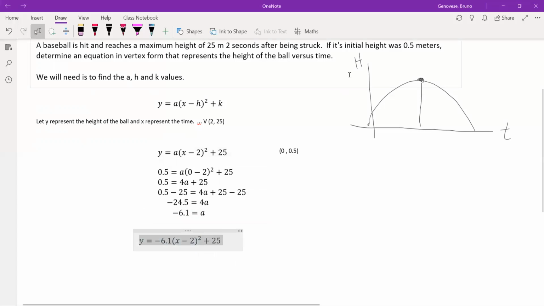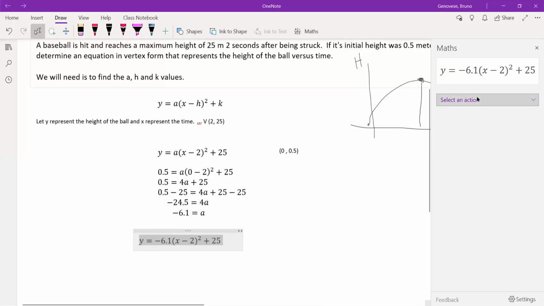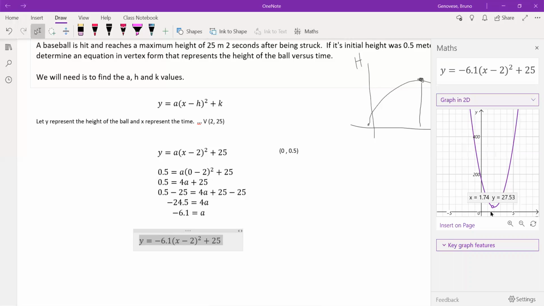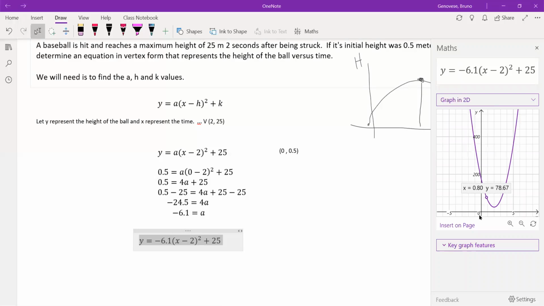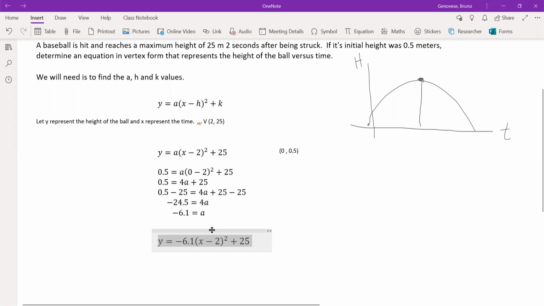If you'd like, we can take a look at the graph of that. All right. Now, something is a little off because the a value is negative, so that parabola should have been opening down. Let me try that again. Still coming up with the same graph. Well, that's interesting. Obviously the software is picking up the wrong values here.